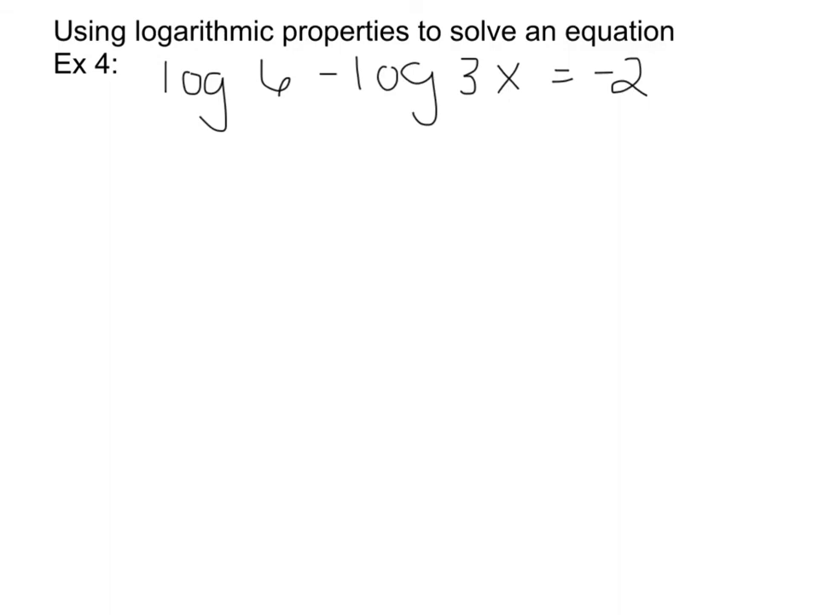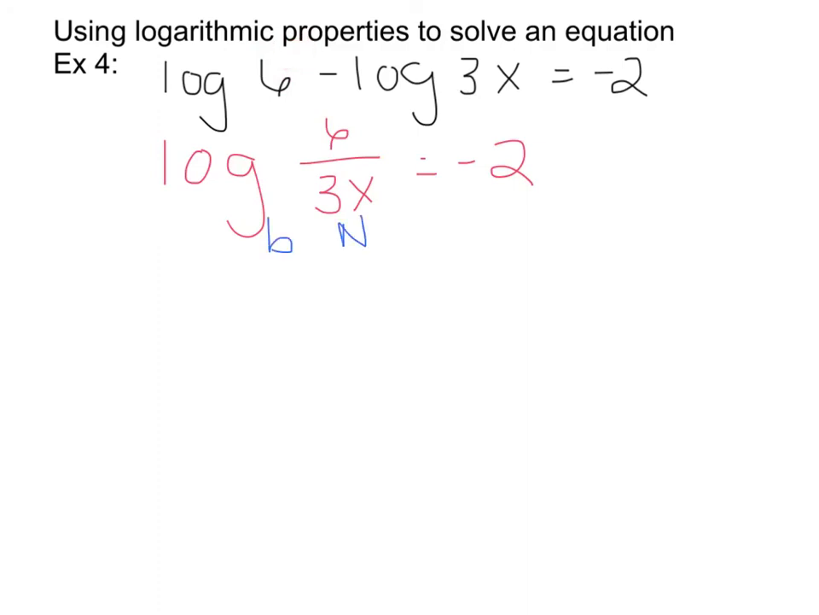In our last example, we are going to use all of our properties from section 7.4 to combine and make it one logarithm before we can solve. So, since we have the log of 6 minus the log of 3x, minus means that we can rewrite it as division. So we put 6 on the top, 3x on the bottom. If it was a plus sign, you would have rewritten it as multiplication. And remember, if there was a number out in front, you would have made it the exponent first before you multiplied or divided. Now we need to change it to exponential form.